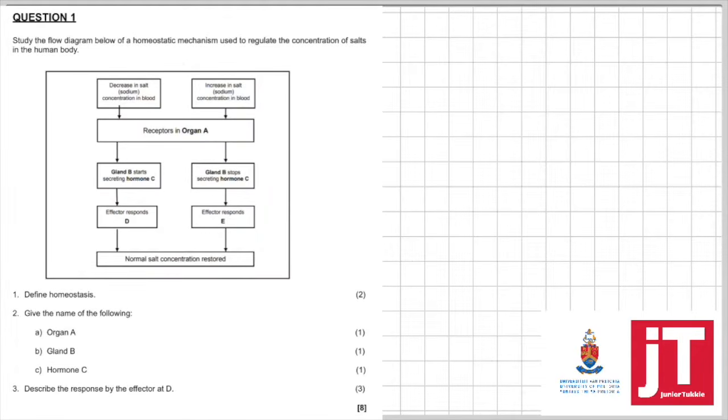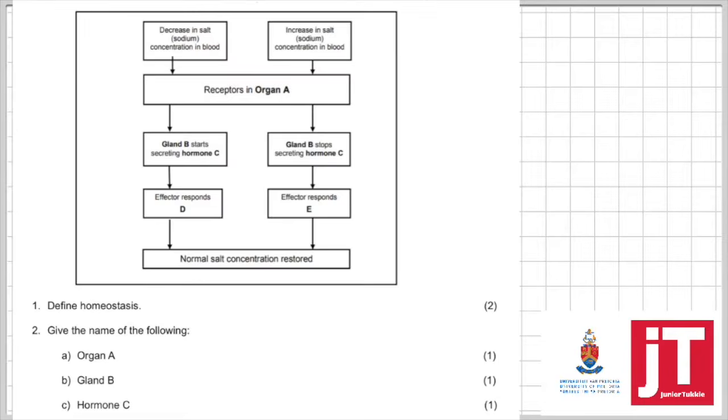Right, this is an overview of the question, and there are 3 questions here, and it is for 8 marks. And we must read the introduction, which says, study the flow diagram below of the homeostatic mechanism used to regulate the concentration of salts in the human body. Right, let's go answer question 1.